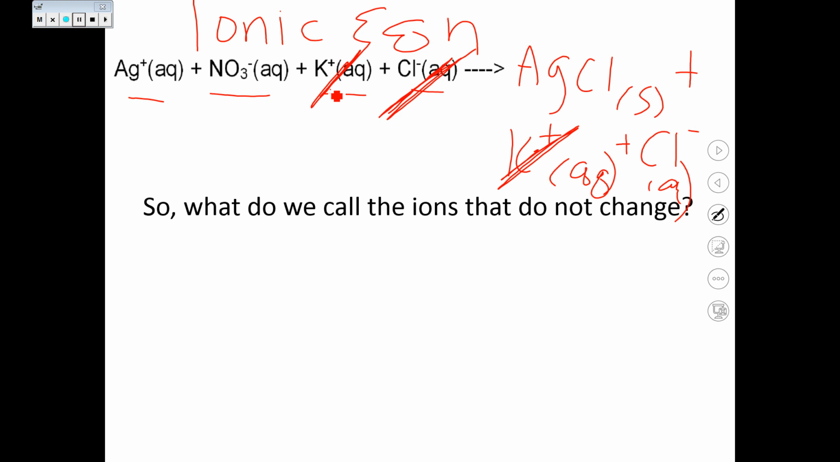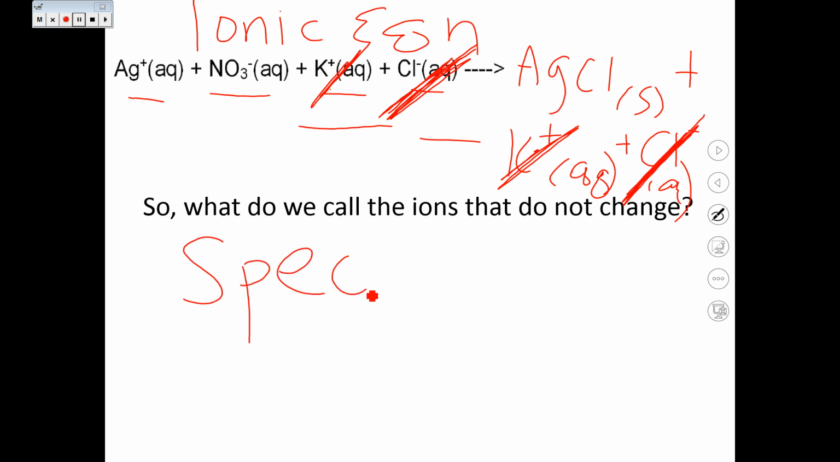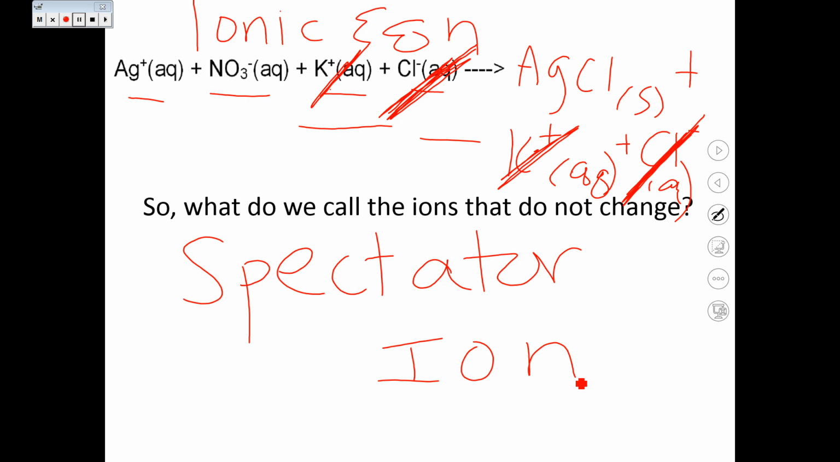So K+ (aq) appears as K+ (aq) there, and Cl- (aq) appears as Cl- (aq) here. So we're going to delete those, and then whatever is left, we are going to write as our ionic equation. These guys that are canceled out, they have a special name. They are called spectator ions, coming from the fact that they just watch the reaction.